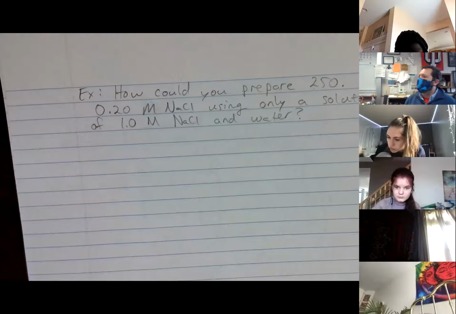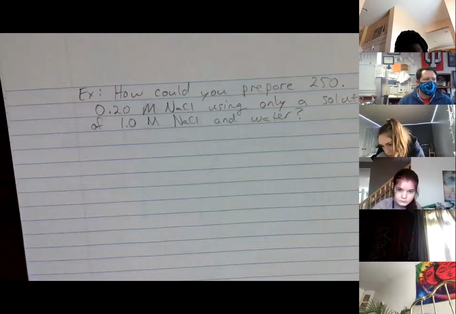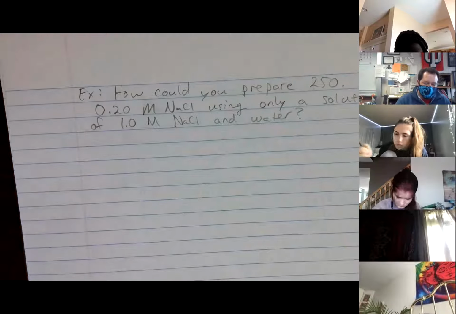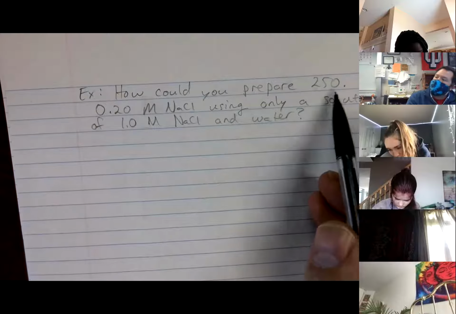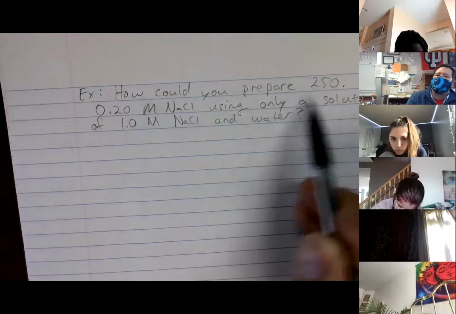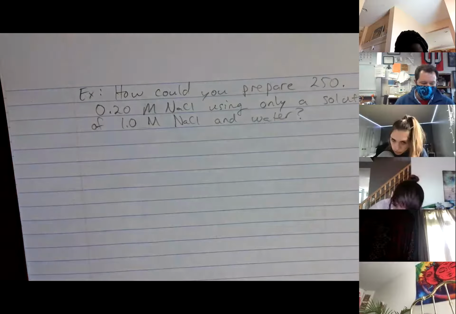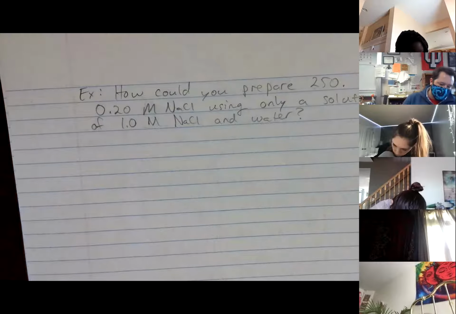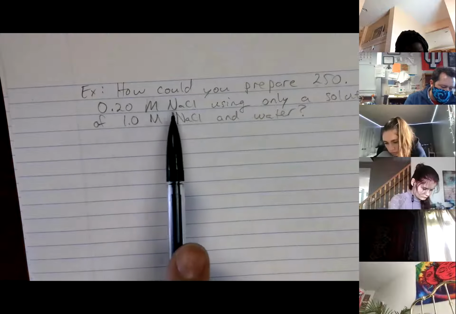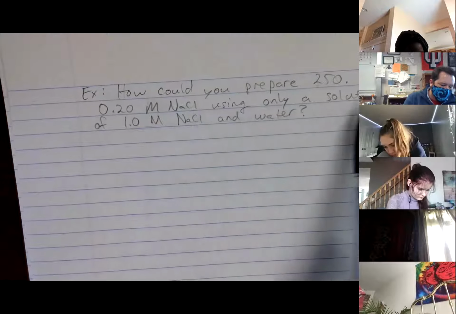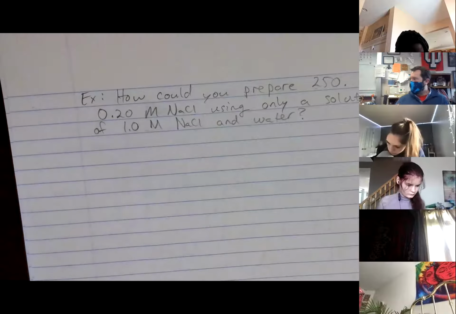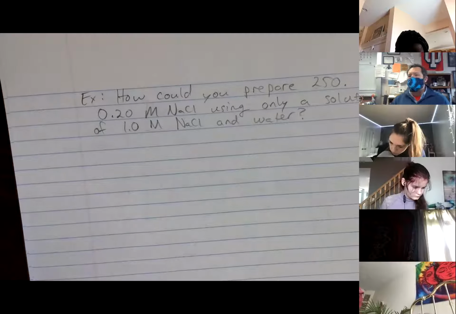All right. So very similar, but it's got its differences here. How could you prepare 250 milliliters? And that decimal point is important. That decimal point means the zero is significant, so this number has 3 significant figures in it. 250 milliliters of a 0.2 molar NaCl using only a solution of 1.0 molar NaCl and water. Hey, once again, sometimes you got to reread it.